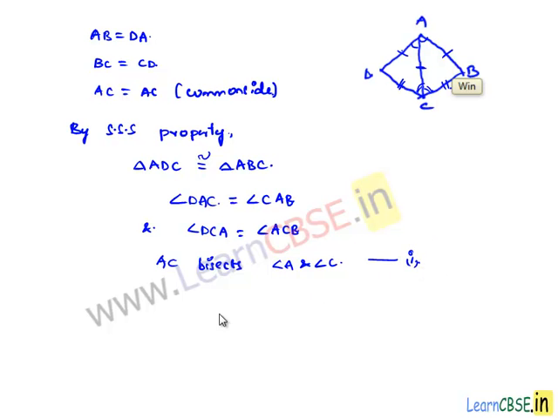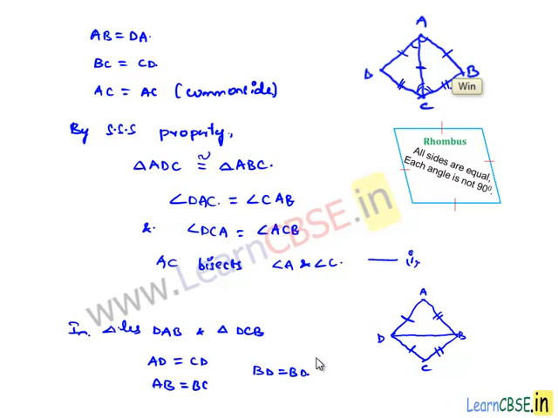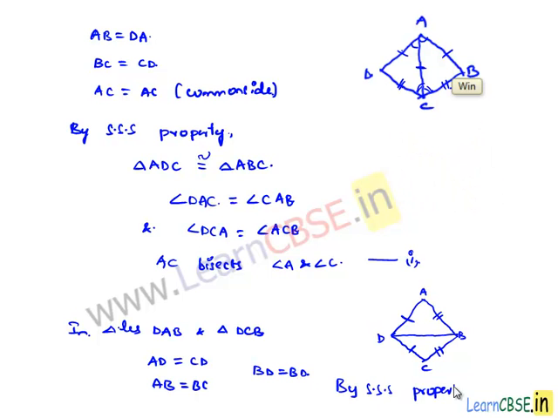Now in order to prove the second proof, that is BD bisects angle B and D respectively, let us consider the same rhombus ABCD, this time with BD as diagonal. Then we can say in both the triangles, that is triangle DAB and triangle DCB, AD is equal to CD and AB will be equal to BC. And here if we observe, BD is common side for both the triangles. So as three corresponding sides in both the triangles are equal, by SSS property we can say triangle DAB is congruent to triangle DCB.